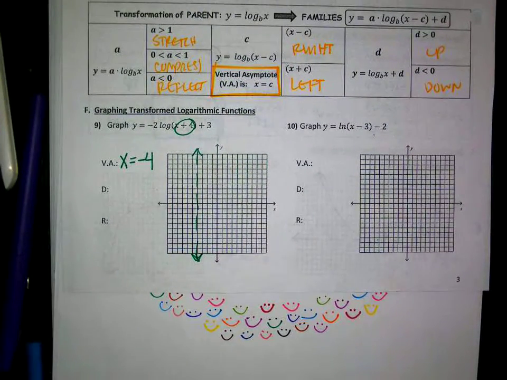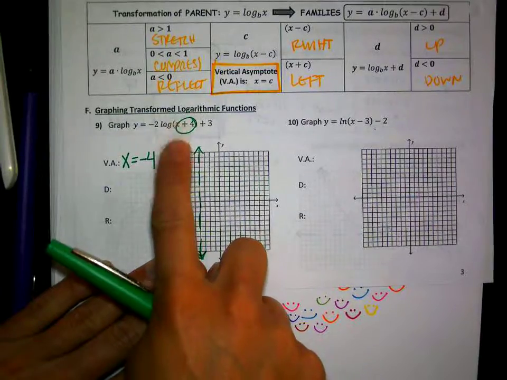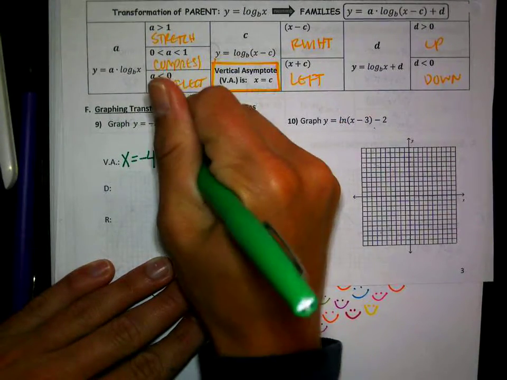All right, and so same two questions. I need to know if it's a reflection, and I need to know whether it's a growth or a decay. Now, the base on the log is the little number down here. So on number 9, what is the understood base? 10. A 10. Very good. So because it's 10, it's a growth.